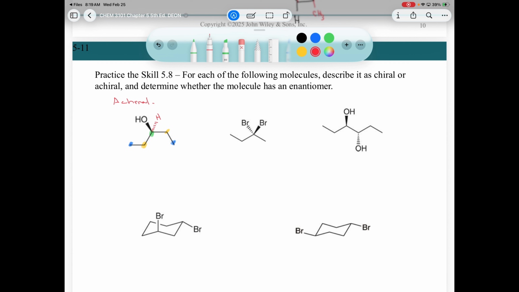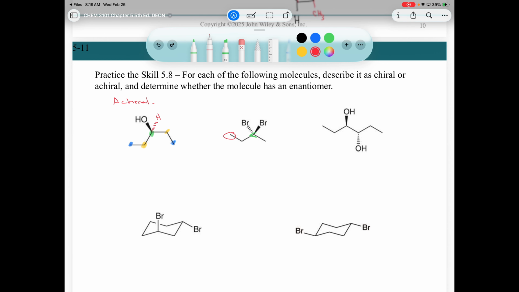Now, if we go to the one just to the right of it, the one with those two bromines, I see people shaking their heads already like, come on, Mr. Dion, don't waste our time, okay? Well, hold on. Let's just go over it quickly here. This carbon, obviously all the other carbons, right? This is a methyl group. That's not chiral. This is a methyl group. That's not chiral. This is a methylene, a CH2.